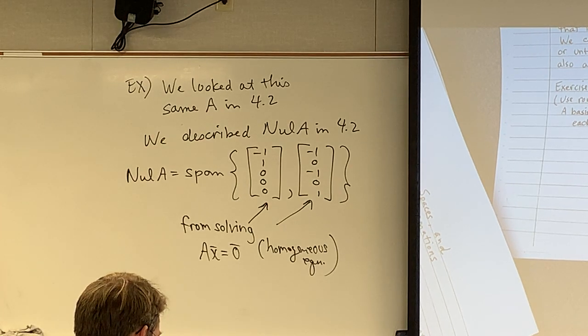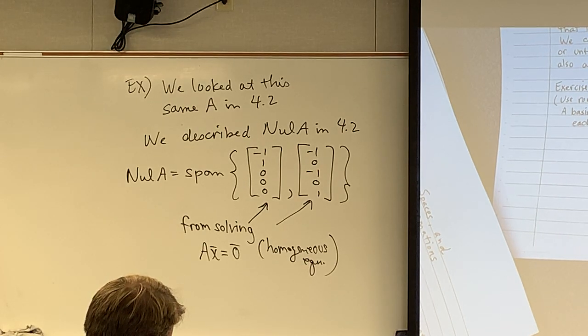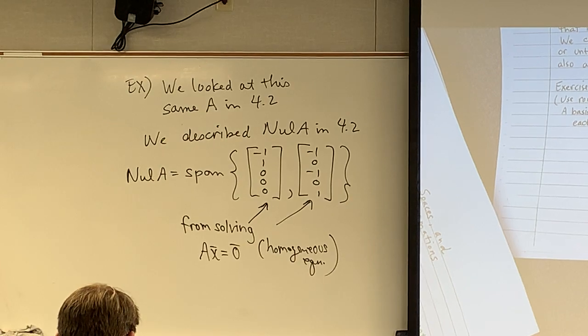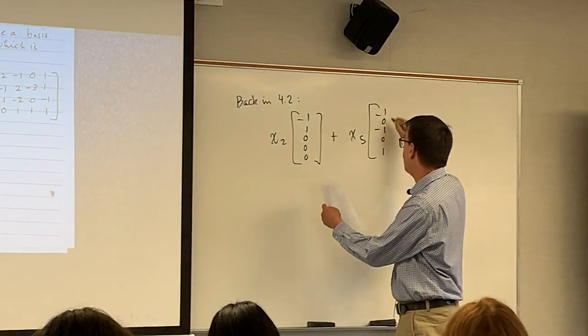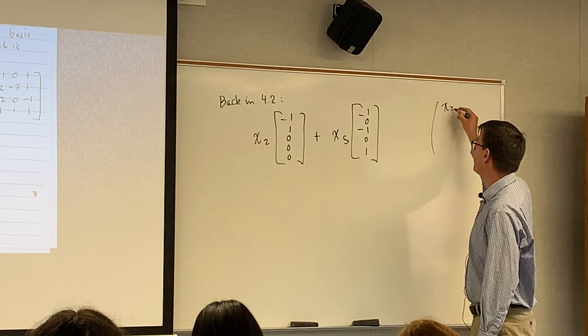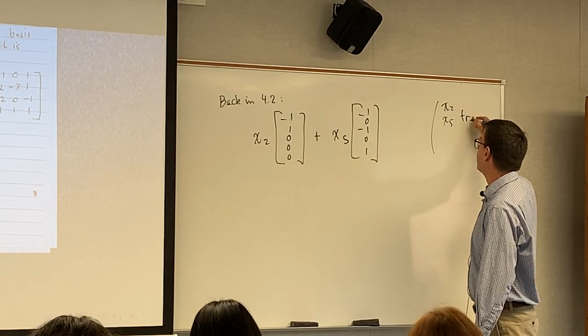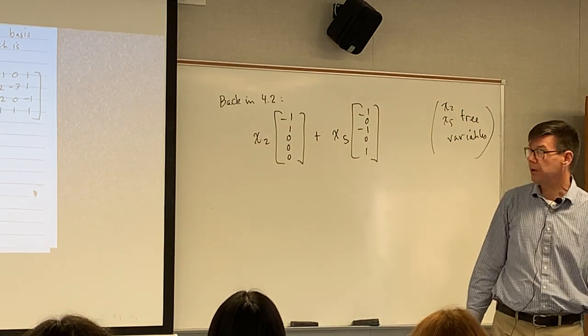And back in 4.2, I want to just write out x2 times negative 1, 1, 0, 0, 0, plus x5 times negative 1, 0, negative 1, 0, 1. That we ended up with x2 and x5 as free variables. Just reminding you what we already talked about.